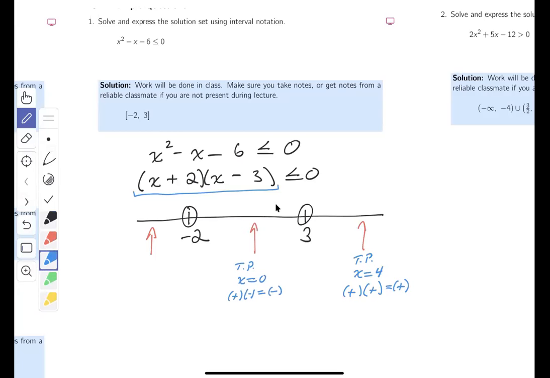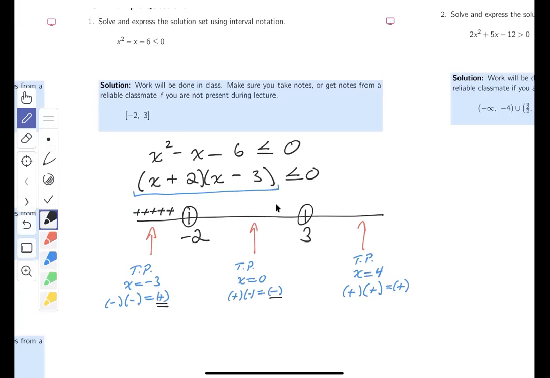So let's go to the one below minus 2. What's a good test point below minus 2? I would say x equals minus 3. And what do you get there? Well, if you plug it in, what do you get? You'd get, minus 3 plus 2 is minus 1, which is a negative number. And minus 3 minus 3 is minus 6, which is also a negative number. What's a negative times a negative? It's a positive. So what I'm going to claim over here is the interval below minus 2 is positive. I'll put this down for you.